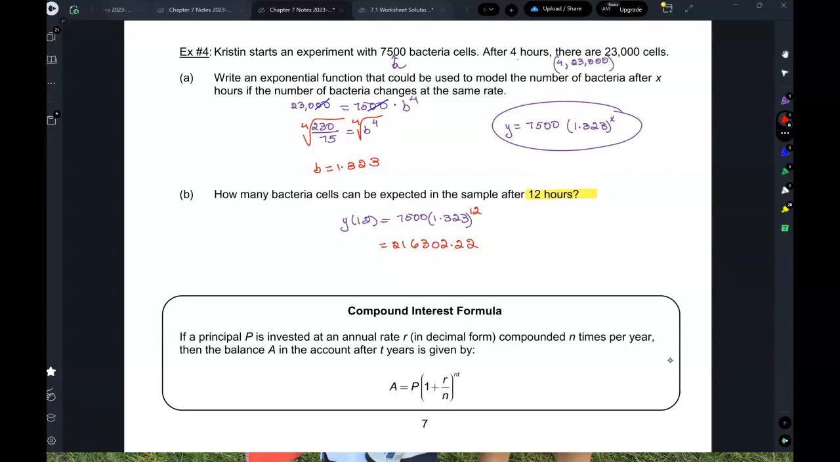Okay. So look at the question. It says how many bacteria cells, right? How many individual bacteria cells? You're going to round correctly mathematically. So this is 216,302 cells.